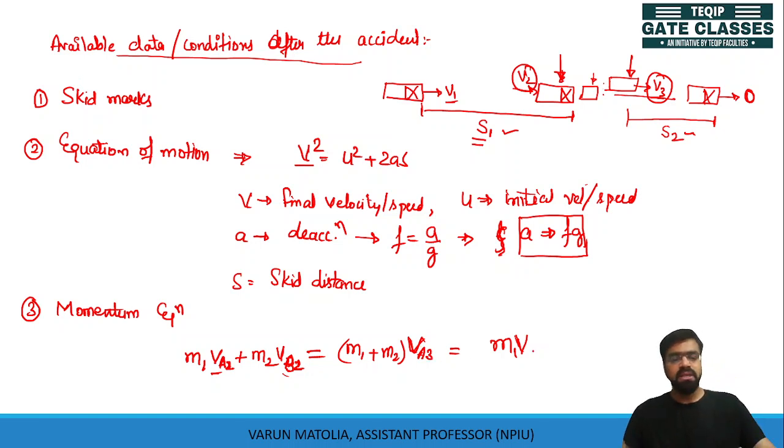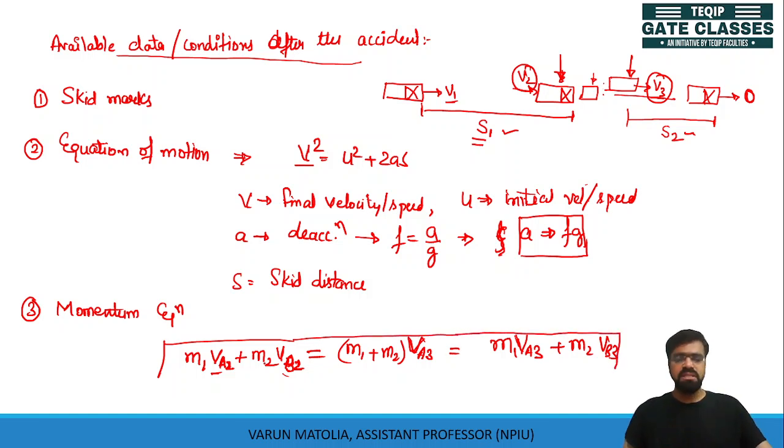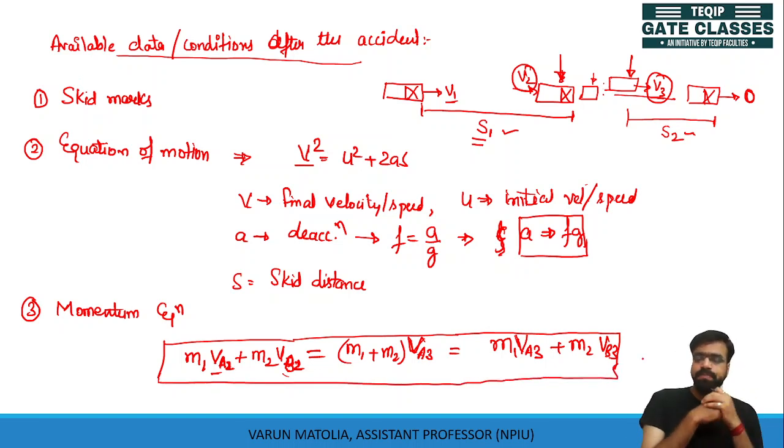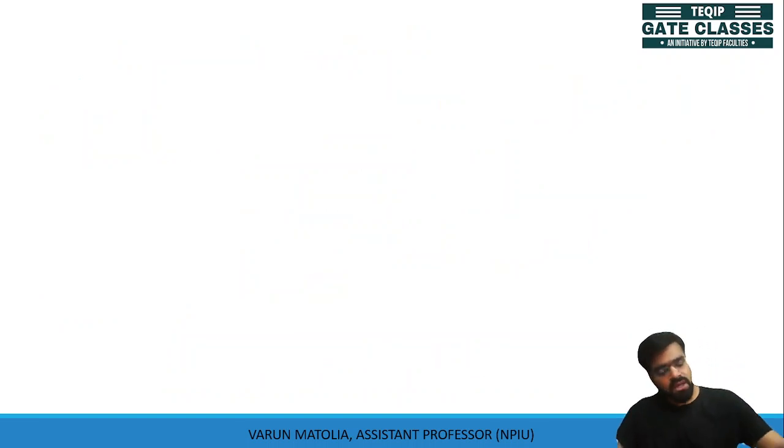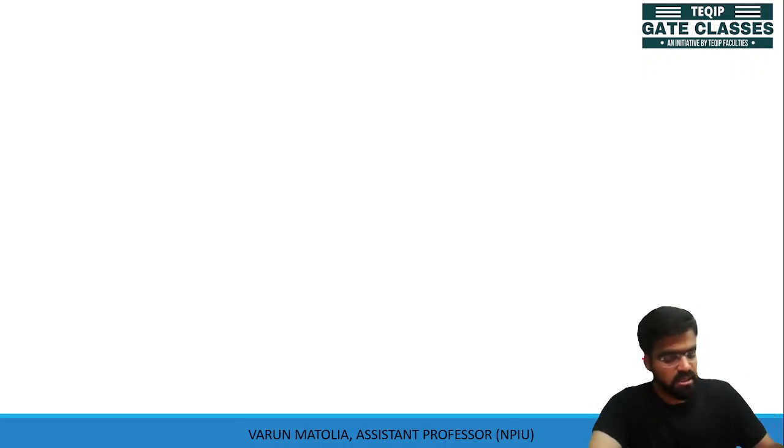And M2 VB3, or we can write as M1 VA3 plus M2 VB3. So this is the momentum equation which we can use for calculation of velocities, because this is the value which we need for our accidental study. Let us see case 1, in which a moving vehicle collides with a stationary vehicle.